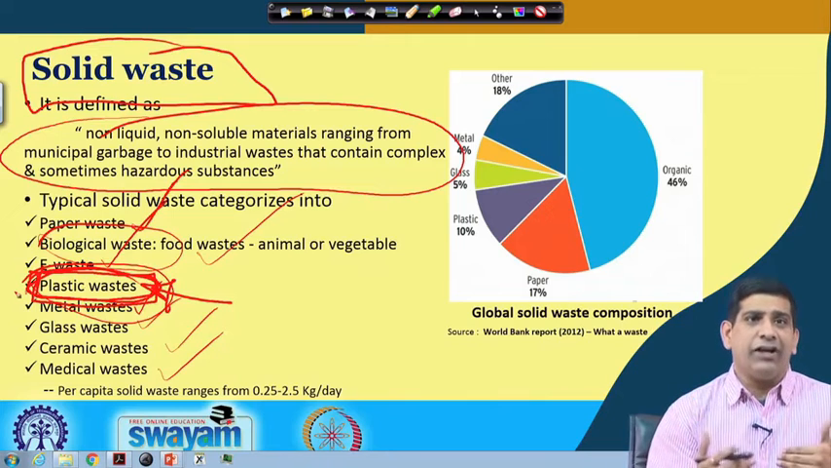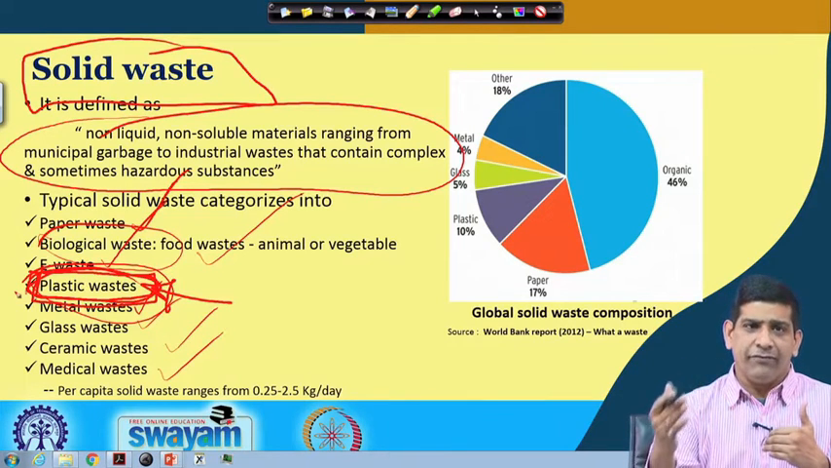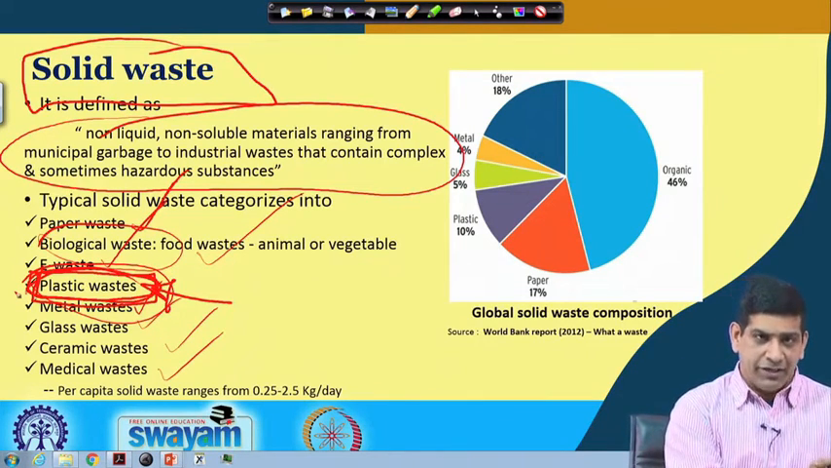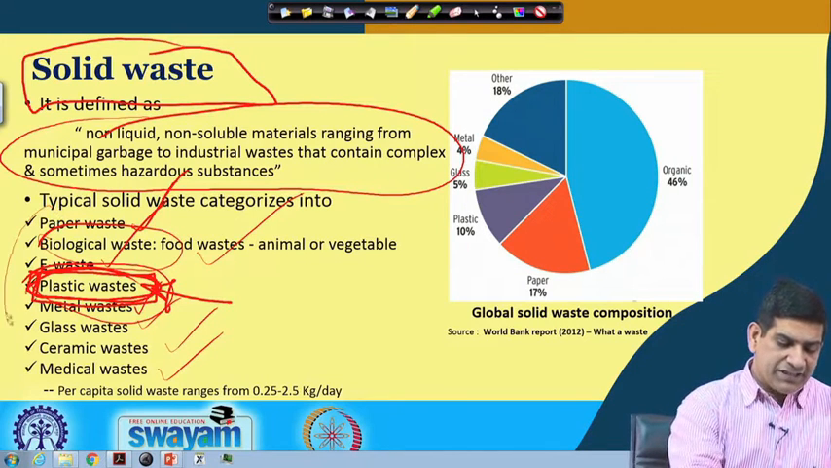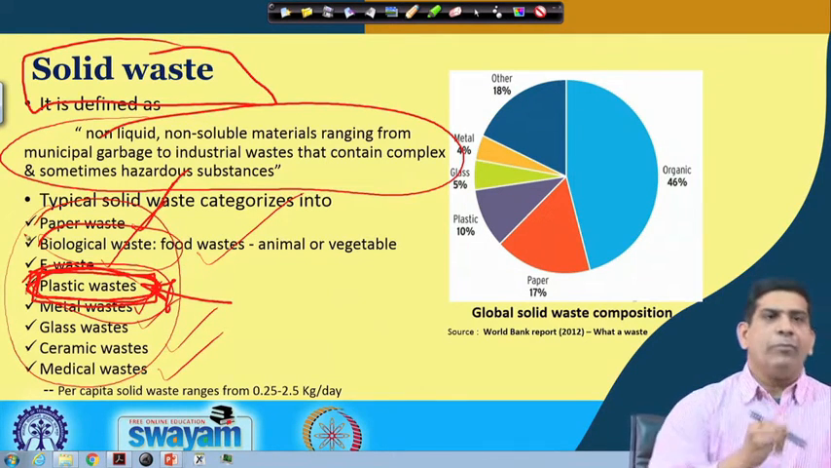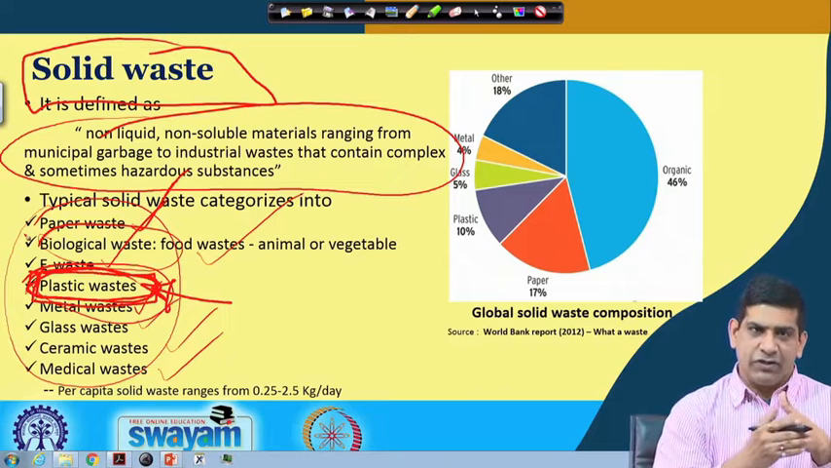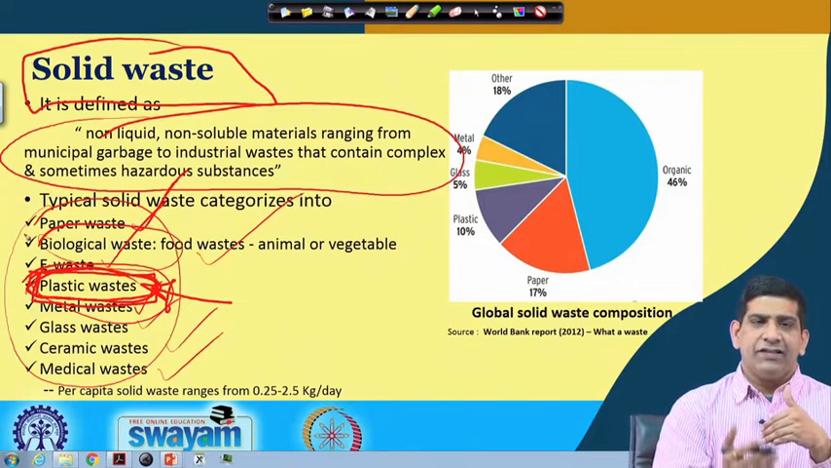So we have to separate it. Biological waste has to be treated in a different way, plastic waste has to be treated in a different way. Many times you will see plastic actually in combination with many of the other waste streams. So that's what I'm trying to emphasize.